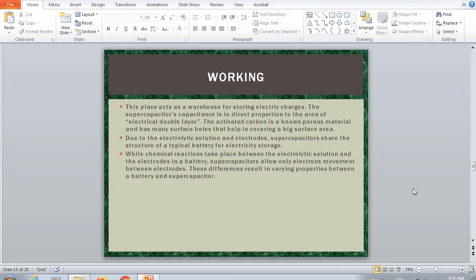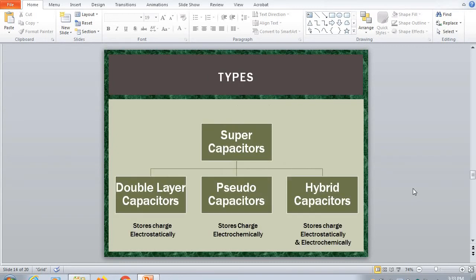The activated carbon is a porous material and has many surface holes that help in covering a big surface area. Due to electrolytic solution and electrodes, supercapacitors share the structure of a typical battery for electricity storage. While chemical reactions take place between electrolytic solution and the electrode in a battery, supercapacitors allow only electron movement between electrodes. These differences result in the varying properties between a battery and a supercapacitor.